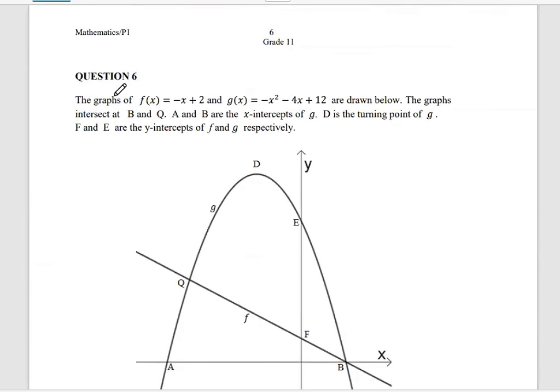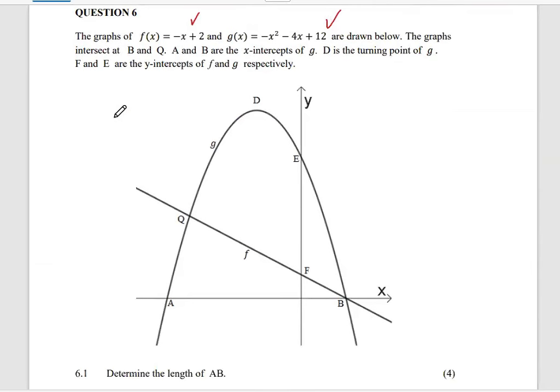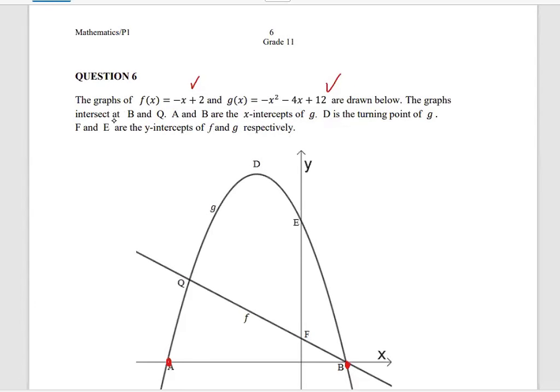Then question number 6, which is the functions. We have the two graphs. f(x) is a straight line, g(x) is a parabola. The intercepts are A and B, and we have a turning point. They want us to get the length of AB, so they are indirectly asking you to determine the coordinates of the intercepts. The graph that is passing through A and B is the parabola, so we're going to equate y to 0.